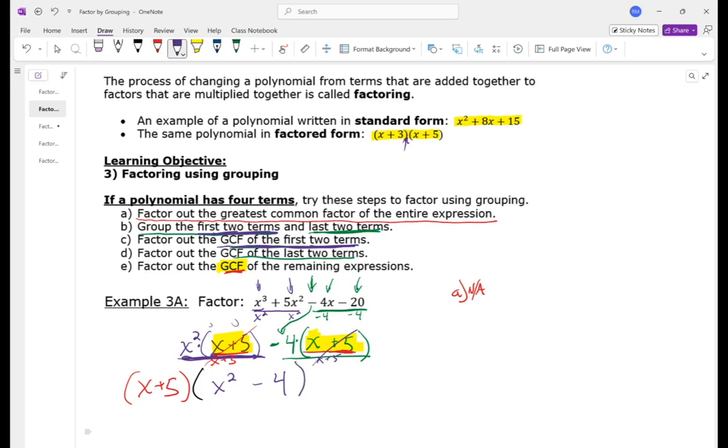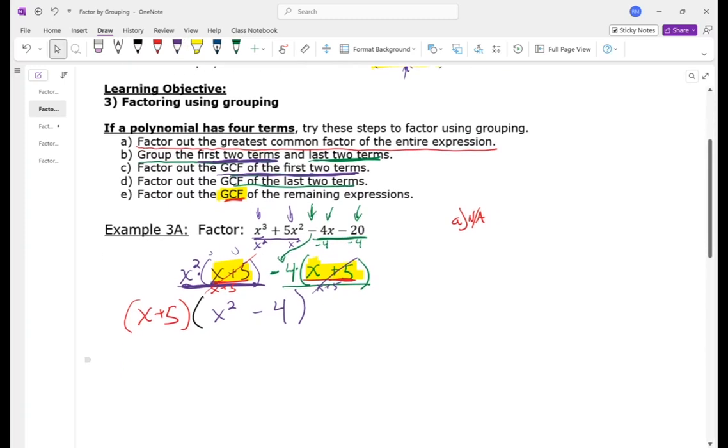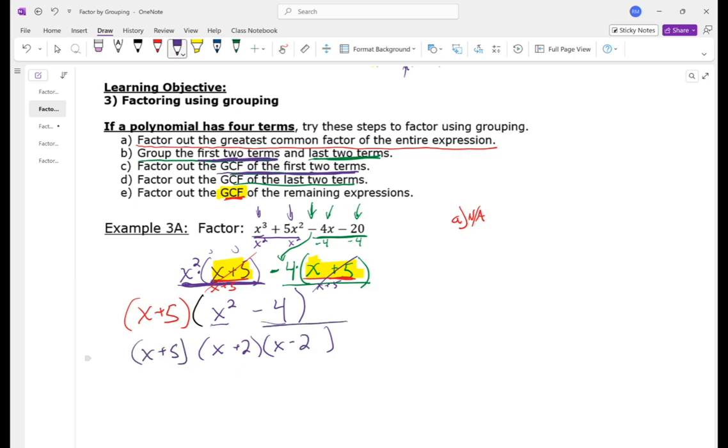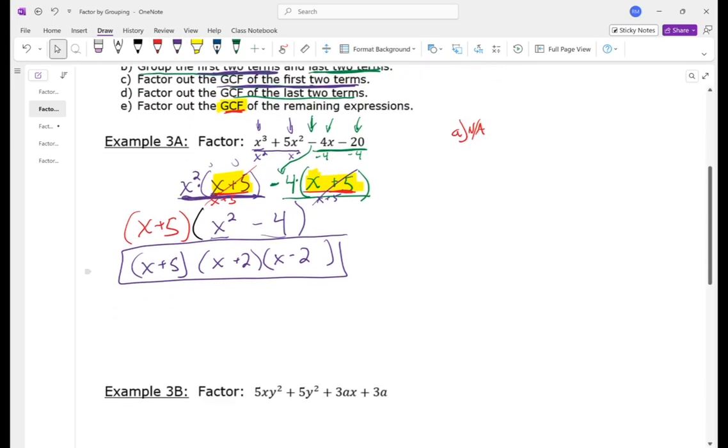Now, in this particular situation, there's more factoring that can be done because this is the difference of perfect squares right here. So I know that this is going to be x plus 2 and x minus 2. Now, I have a whole other video on special factoring. So let's go ahead and practice this a few more times.